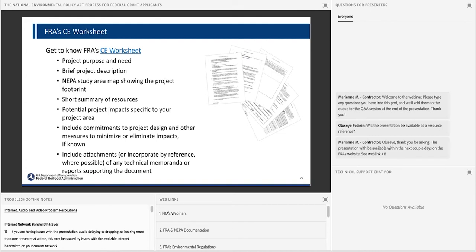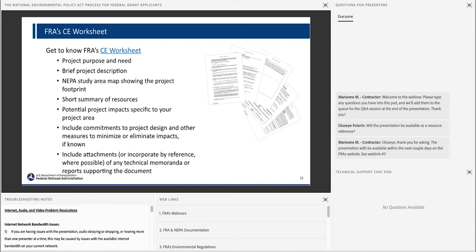There's some good information in there on each of the different types of resources, but please do not list resources that are not in your project vicinity. For example, if your project is located inland and in an agricultural area and is not adjacent to a coastline, then the coastal resources will not need to be evaluated in your project development. The CE may also include commitments to project design and other measures to minimize or eliminate impacts and different types of required permits if known.